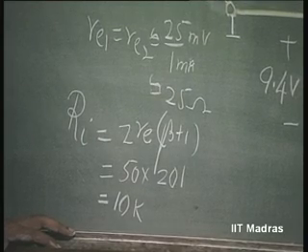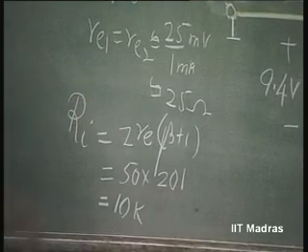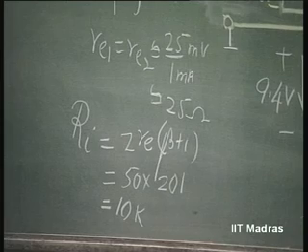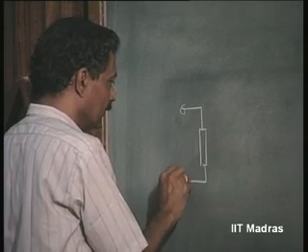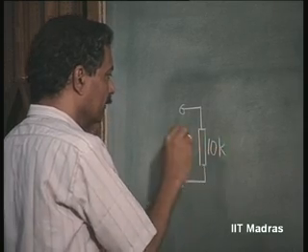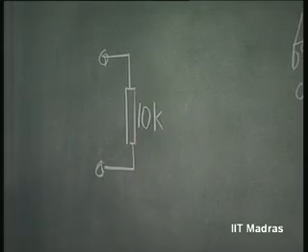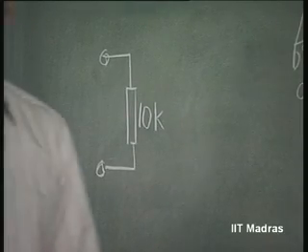So, you have seen here that the input impedance is fixed at 10 K. So, we can say the differential input impedance of this is 10 K. This is the input. You can forget about the rest.